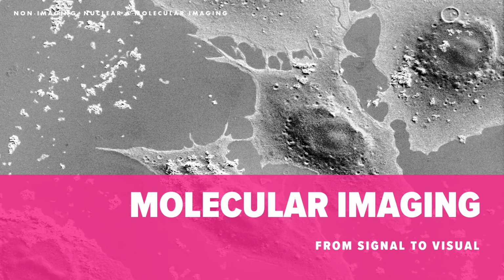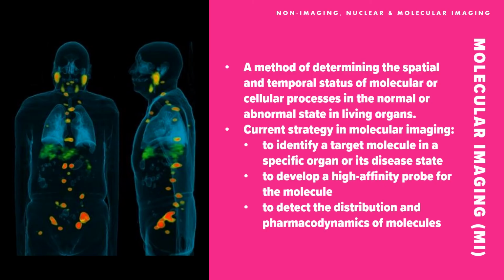Now I'm going to focus on the second and third parts, which are nuclear and molecular imaging, where exactly the radioactivity from their signal can be visualized. So that's what we are going to look at in this particular part. In general, molecular imaging, or MI as I use here, is one of the methods that we use to determine the spatial or temporal status of particular molecular or even cellular processes, in normal or abnormal states, in living organs.